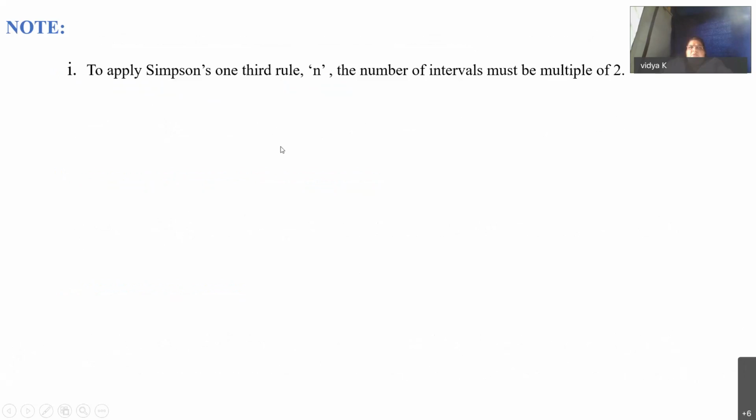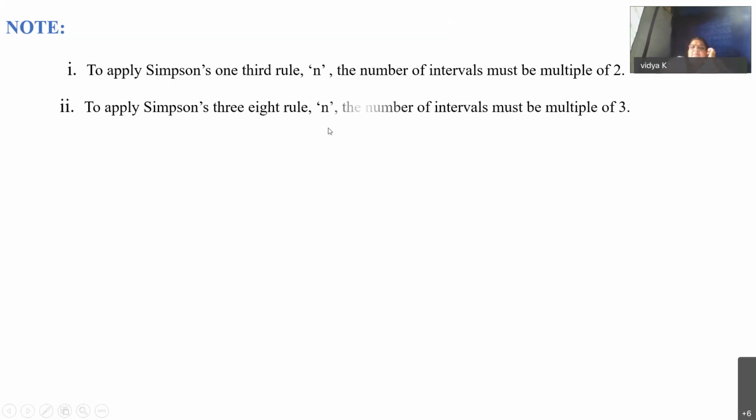So according to their asking, you can prefer a certain formula. Otherwise, suppose they don't ask you to use a particular formula and you have to choose the appropriate one, then this is the condition. It was asked in one of the GATE examinations. So if n is a multiple of 2, then prefer 1/3. Suppose n is 4 there. 4 is a multiple of 2. So in that case, you have to apply Simpson's 1/3 rule.